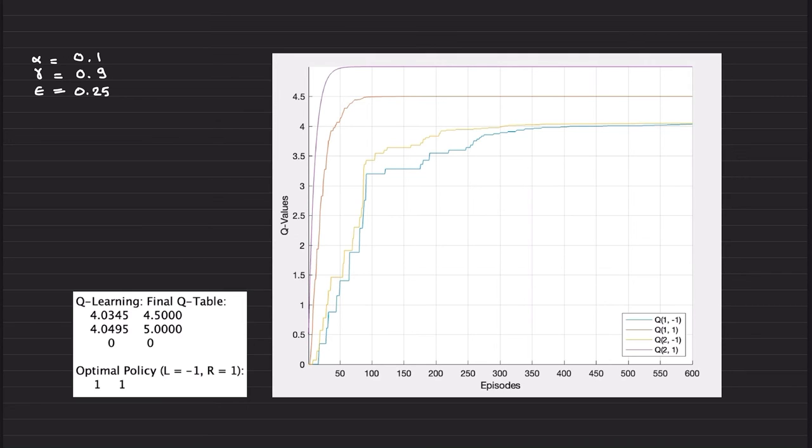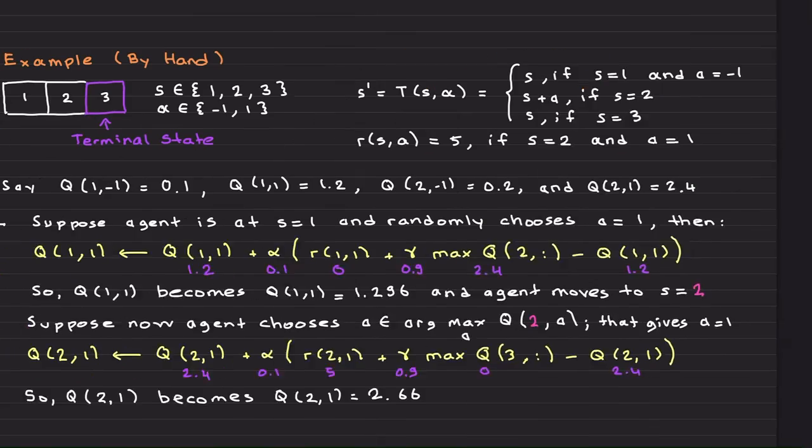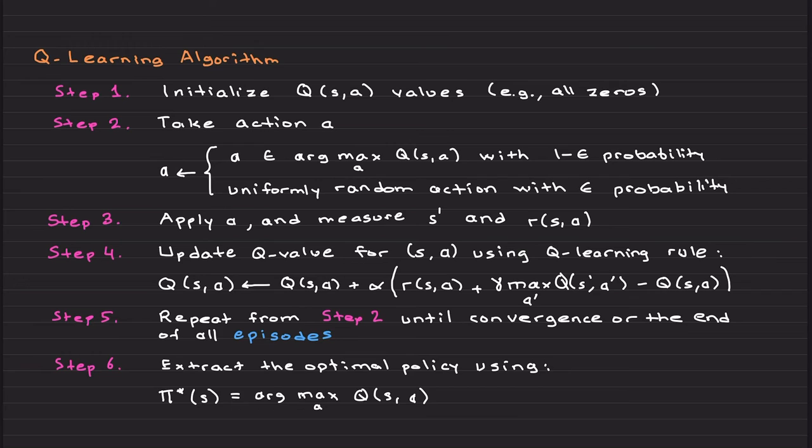All right, so I choose alpha to be 0.1, a small learning rate, 0.9 here, and 0.25. So basically, remember, alpha is the learning rate, and gamma is the forgetting factor.